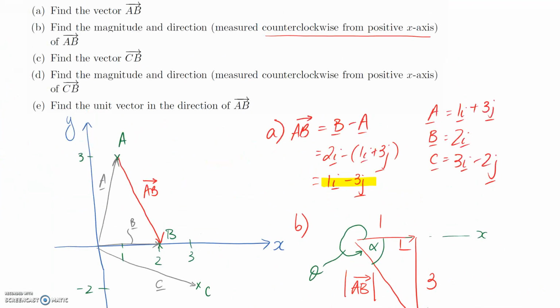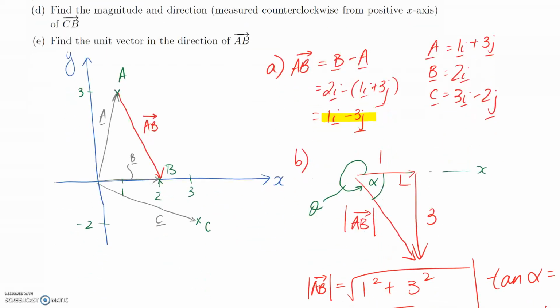Alright, so part C now is to find the vector CB. So from C to B, we should be able to draw it. It's going to be like this. Alright, from C to B.